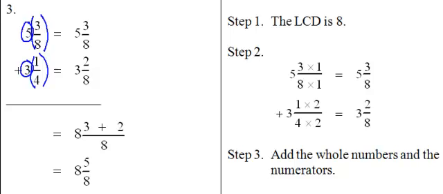In this case, we have a denominator of 8 in our first mixed number and a denominator of 4 in our second mixed number. That's not going to work. So we need to find what's called the LCD, or the lowest common denominator, of 8 and 4. The lowest common denominator is the smallest number that both 8 and 4 will divide into.